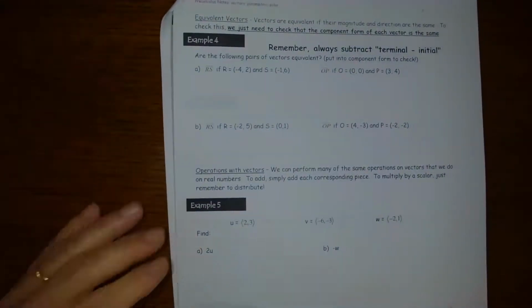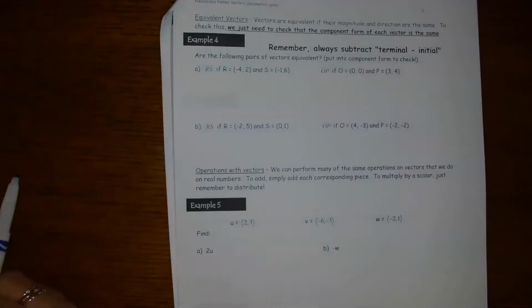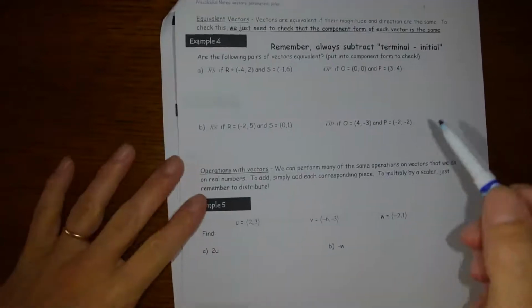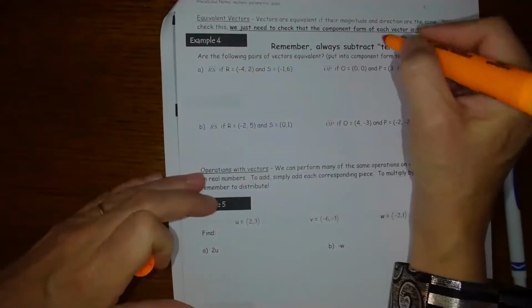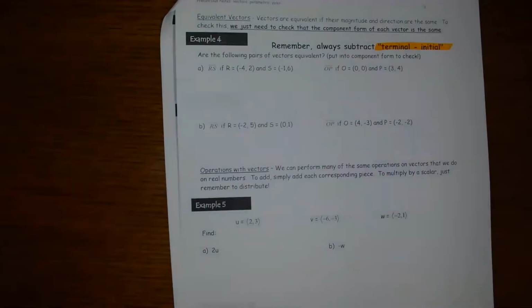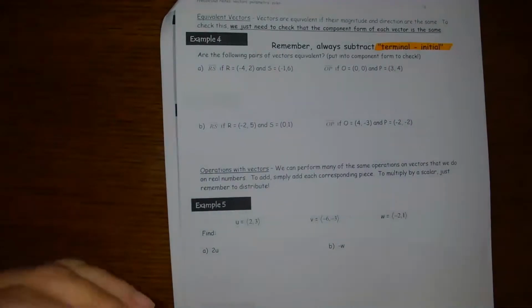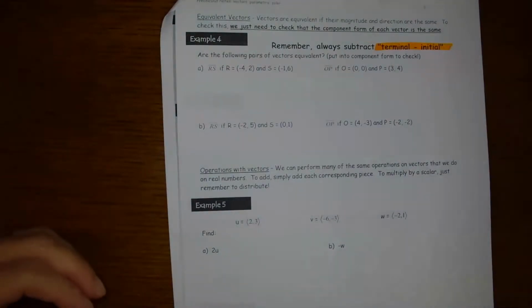We need to be able to tell, if I give you 2 vectors, are they equivalent, right? Are they the same size? All we have to do is subtract one from the other and see if the component form is the same. The thing you have to remember, let's highlight this: you have to take terminal minus initial. If you subtract backwards, all is lost. All is lost if you subtract backwards.